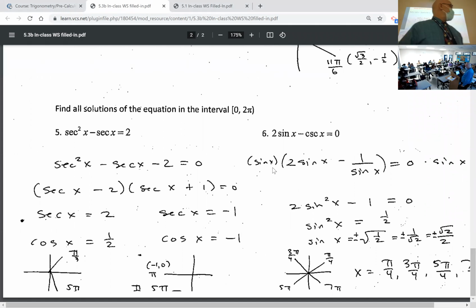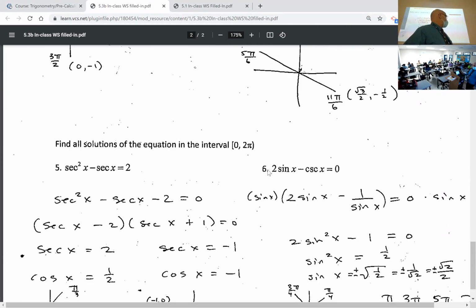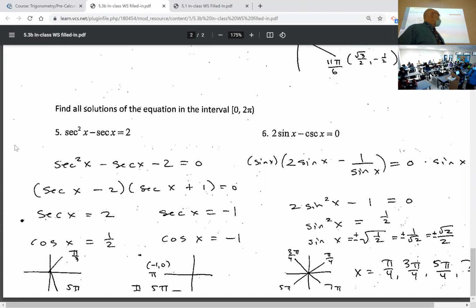Zoom out a little bit so we can see the whole thing there. It's going to get cut off at the bottom here, but find all solutions of secant squared x minus secant x equals 2 on the interval 0 to 2 pi. Well, I'm going to write this as a polynomial, secant squared x minus secant x minus 2 is equal to 0, and then factor it.